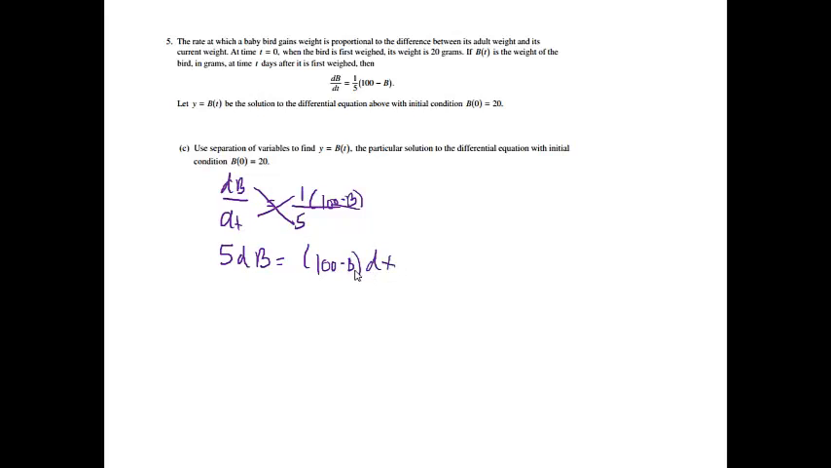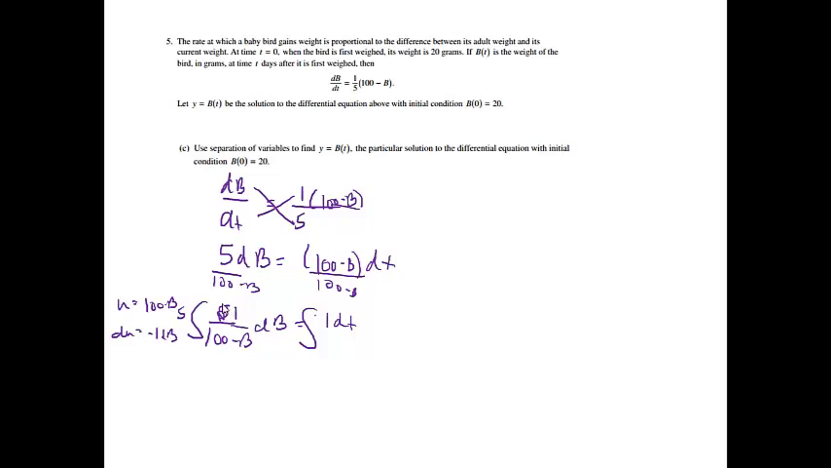And I want to get all of my variables on the same side, so I'm going to divide by 100 minus b. And so I'll get 5 over 100 minus b db equals just 1 dt, I suppose. Okay, so now that I have everything matched up, I am going to go ahead and take the integral. A couple things I'm going to do. I'm going to bump this 5 out front. And then the second thing I'm going to do is a u substitution. I'm going to let u equal 100 minus b, which would mean du will equal negative 1 db. So I have the 1, I'm just missing the negative, so negative goes on the inside and outside.